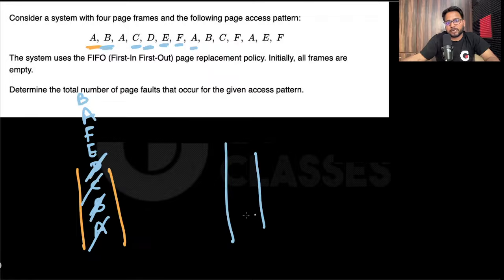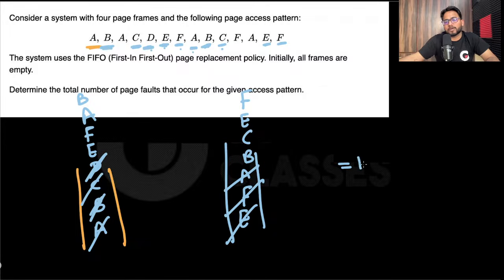So currently you have E, F, A, B, right? So this is also a page fault. If C is coming, then E is no more here, and this is also a page fault. If F is coming, this is not a page fault, because it is already there. A is coming, this is also not a page fault because it is already there. E is coming, then this will be a page fault, right? And F is coming, then this is also a page fault. So how many? 1, 2, 3, 4, 5, 6, 7, 8, 9, 10, 11. So 11 page faults.